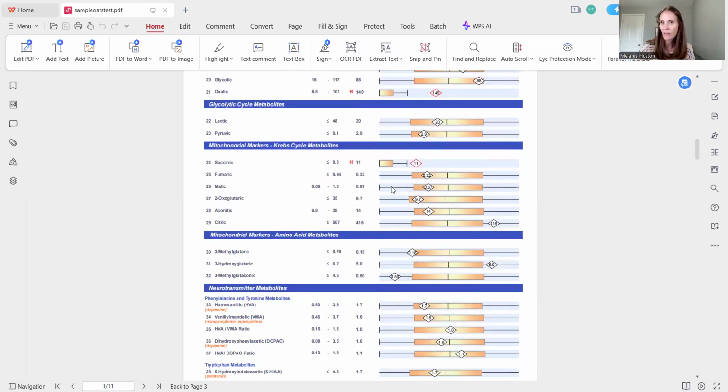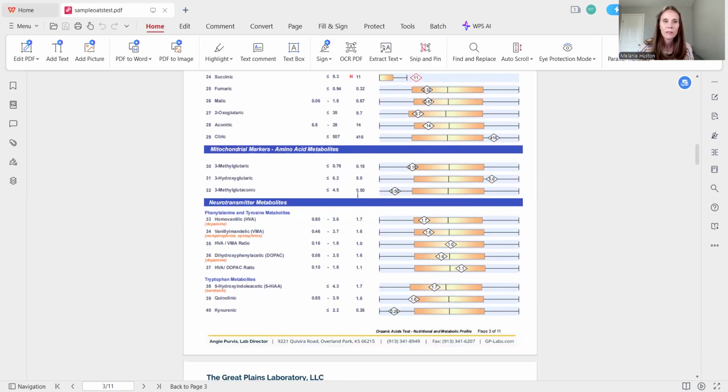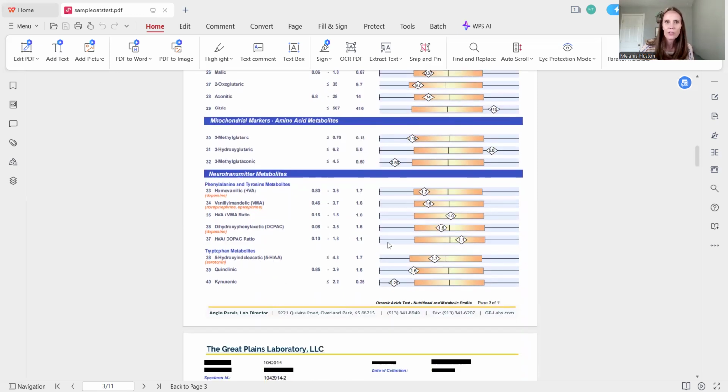Mitochondrial markers, Krebs cycle, that's also energy production. And amino acid metabolites here, that's basically how your body uses amino acids for energy. And then here is your neurotransmitter metabolites. This is just showing what your levels are as it exits your body. So your metabolites for these.